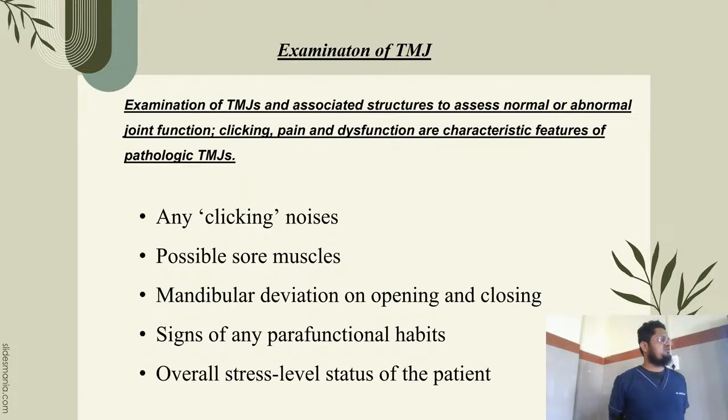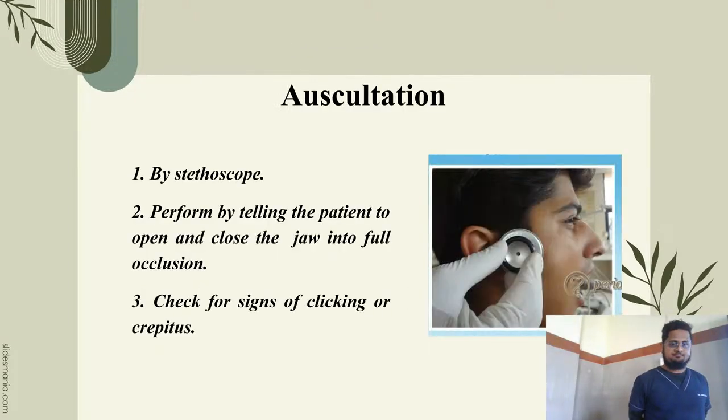Examination of temporomandibular joints and associated structures is done to assess normal or abnormal joint function. Clicking, pain and dysfunctions are characteristic features of pathologic temporomandibular joints. We should look for any clicking noises, possible source of the muscles, mandibular deviation on opening and closing, signs of any parafunctional habits, and overall stress level of the patient.